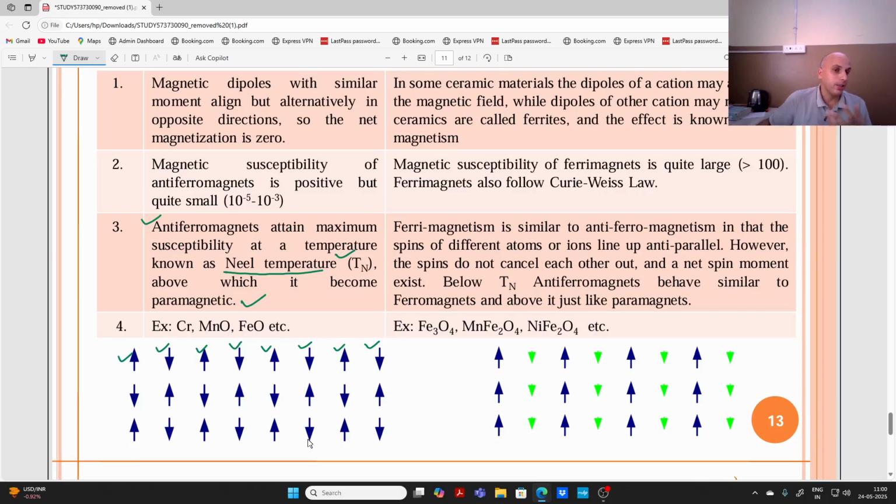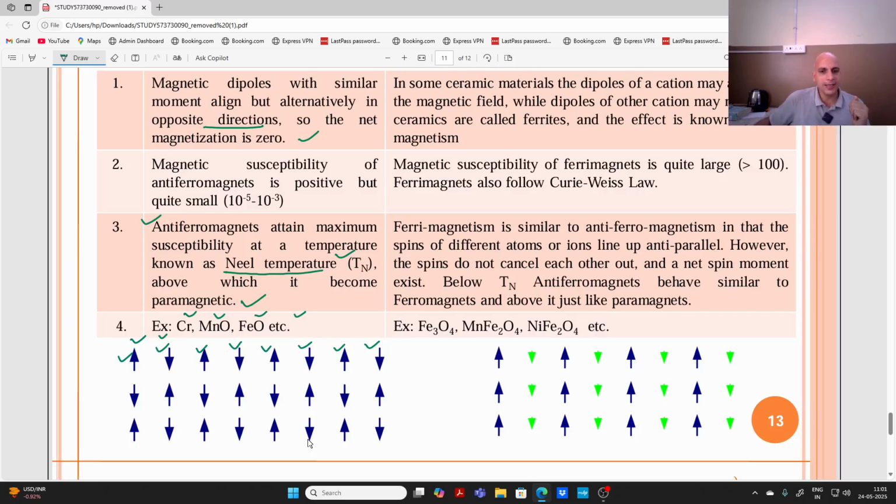to paramagnetic. So what is the difference between anti-ferromagnetic and ferromagnetic? Anti-parallel alignment. In that case it was a parallel alignment. You can see here magnetic dipoles with similar moments align, but alternately in the opposite direction. So the net magnetization is 0. Examples are chromium, magnesium oxide, iron oxide, etc.